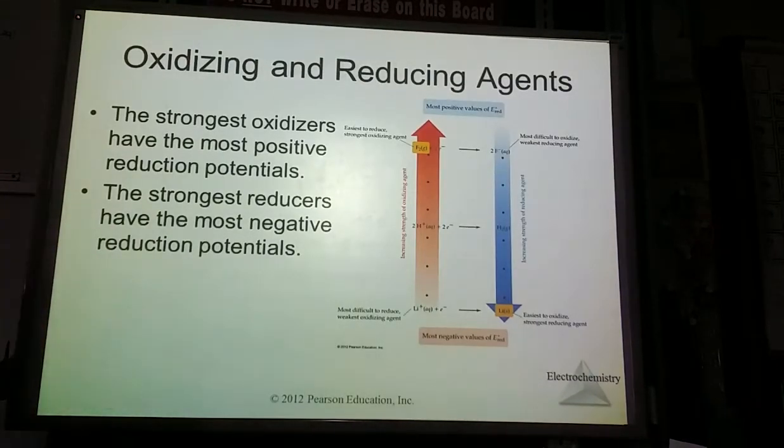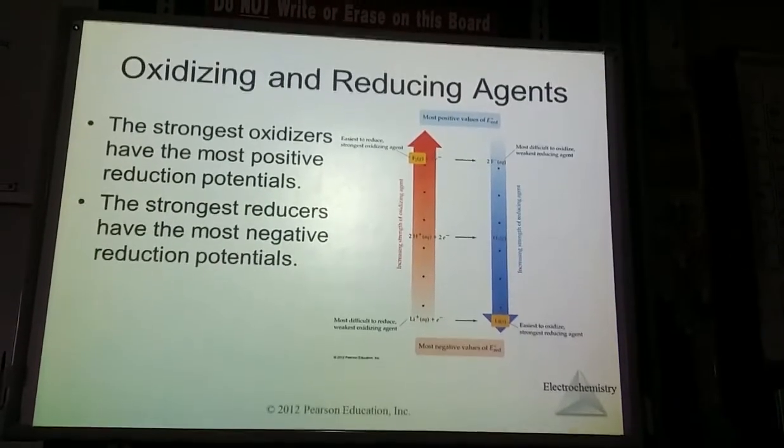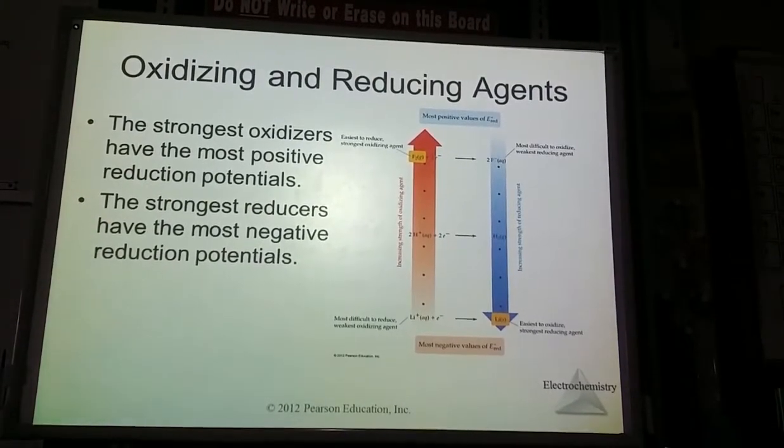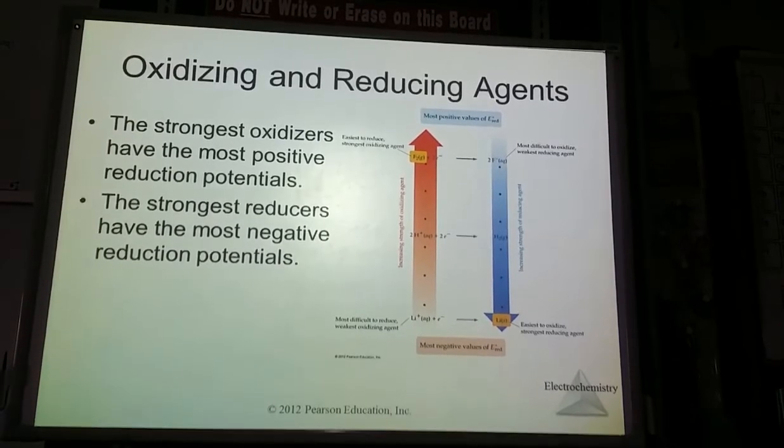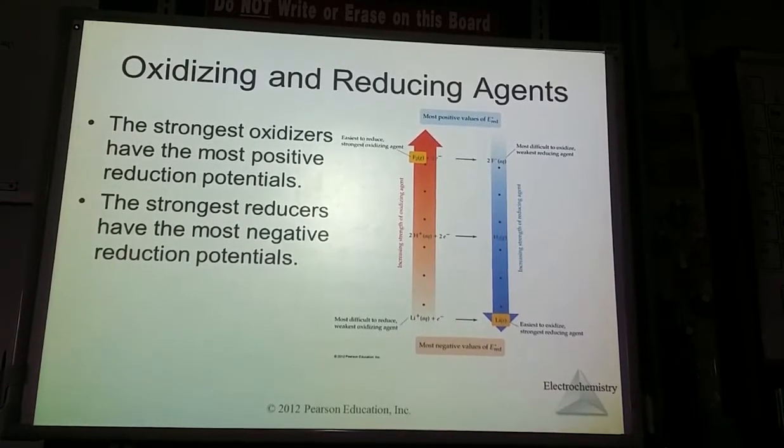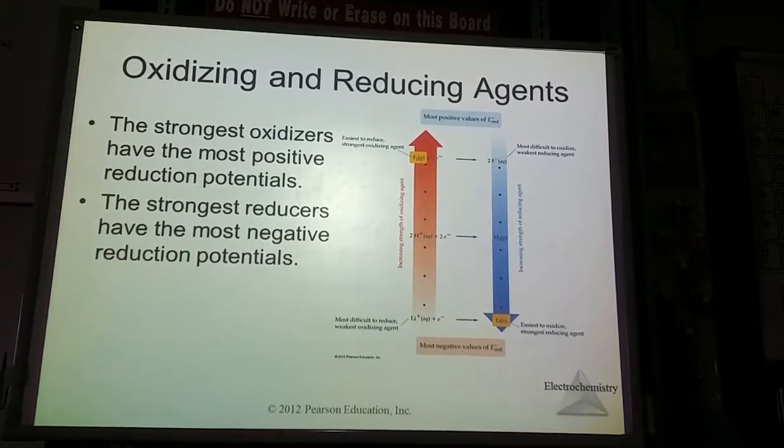Okay, let's also talk about oxidizing agents versus reducing agents. The strongest oxidizers have the most positive reduction potentials. Strongest reducers are going to have the most negative reduction potentials. So we've really already talked about that in terms of thinking about it with your standard reduction potentials page. Again, fluorine, like we saw, was on the top. Because fluorine is on the top, it has the most positive value for that cell potential, and that's just because it's the most easily reduced species, which makes it the strongest oxidizer.